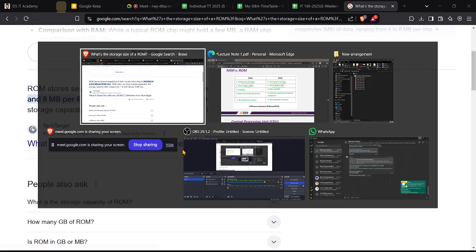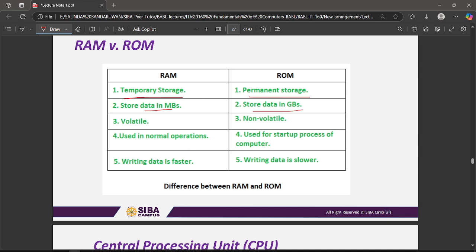So this should be changed, right? RAM stores data in GBs, ROM stores data in MBs. ROM occupies less memory. So this should be GB, this should be MB. This is correct. Volatile RAM.